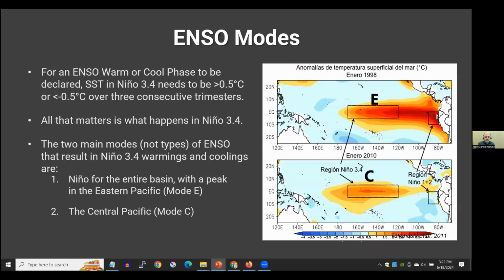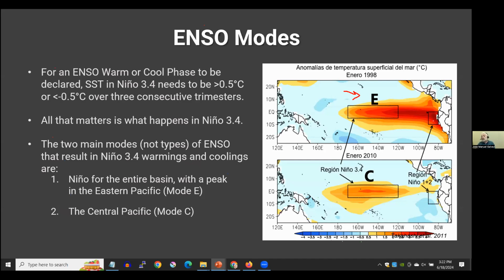So now let's speak briefly about ENSO modes. There are two main modes of ENSO, and like everything, all ENSO events are different. In this case, we're talking about El Nino. We're looking at El Nino modes, and there are two main modes. You have the entire basin mode, which is the Central Pacific and the Eastern Pacific warming up.